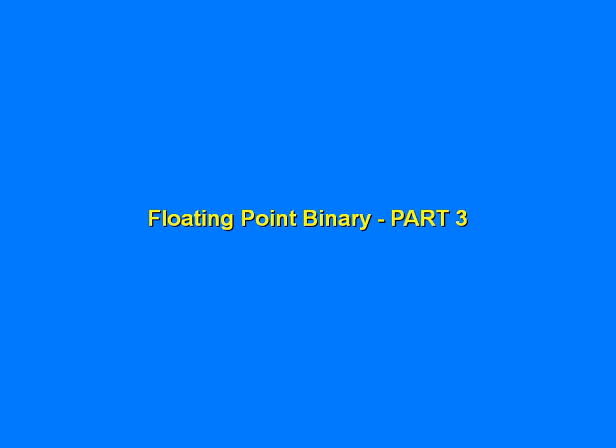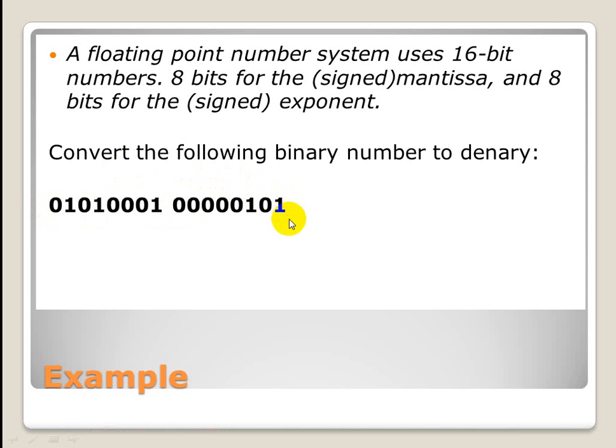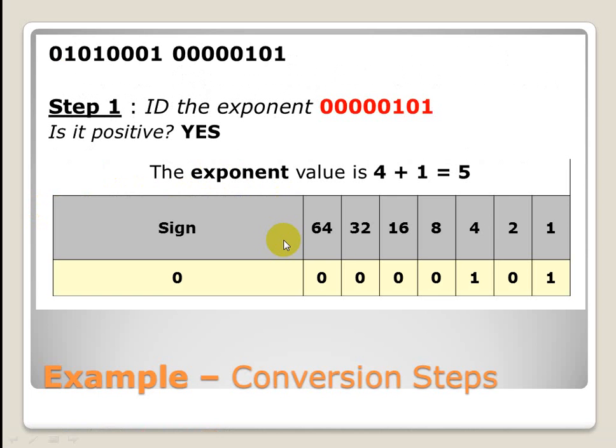Right, this is part 3 of the Mantissa exponent saga, and it's all about getting the technique right. So I've given you this binary number. The question in the exam could be: a floating point number system uses 16-bit numbers, 8 bits for the signed Mantissa, and 8 bits for the signed exponent. Notice in the exam they will tell you which is which. Convert the following binary number to denary. Denary, I beg your pardon.